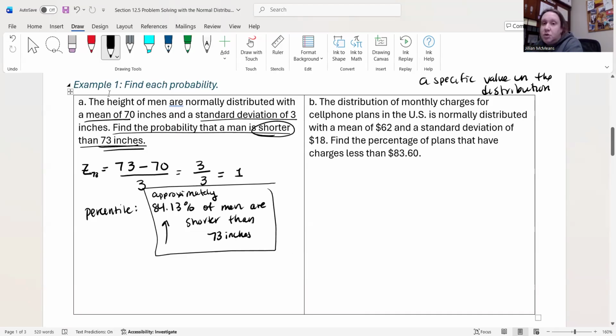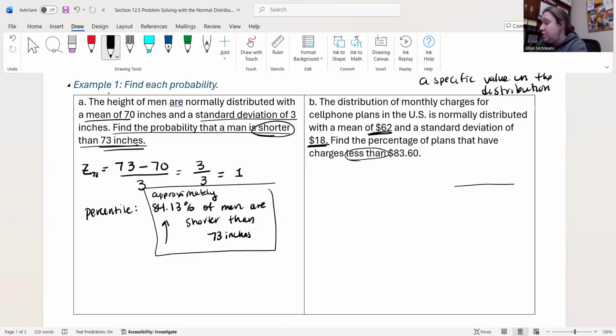Part B says the distribution of monthly charges for cell phone plans in the US is normally distributed with a mean of $62 and a standard deviation of $18. Find the percentage of plans that have charges less than $83.60.